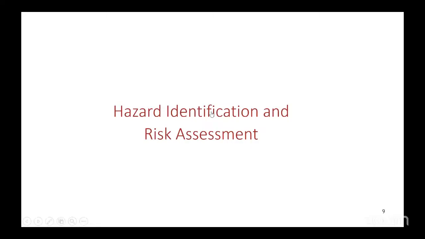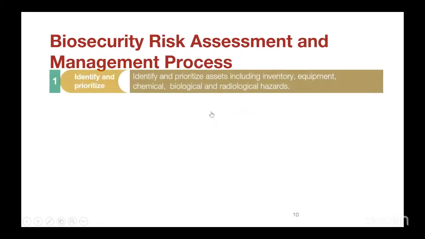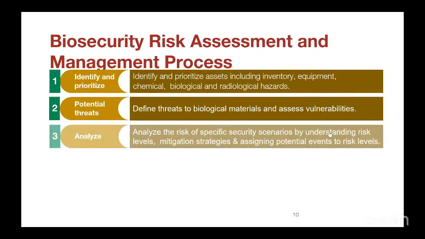When we talk about hazard identification and risk assessment, so the biosecurity risk assessment and management process: first and foremost, you identify and prioritize the assets, including inventory, equipment, chemicals, biological and radiological substances. After identifying, you look at the potential threats of these biological materials and the vulnerabilities. Remember, we're talking about biosecurity here. Then you analyze the risk, and put in actions to mitigate such potential risk.